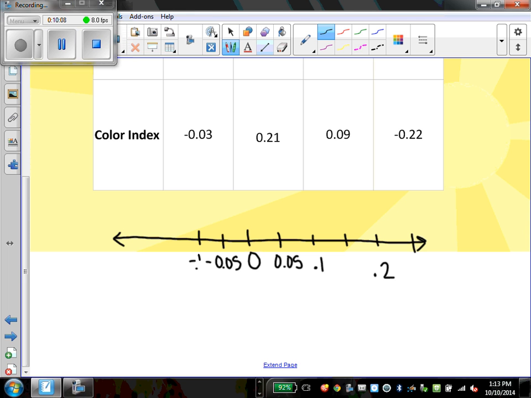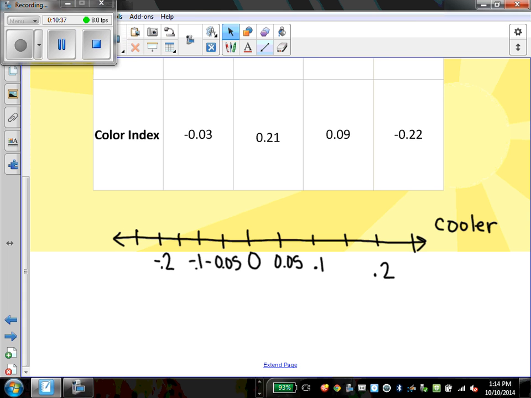Then moving in the negative direction, we have negative 0.05, negative 0.1, negative 0.15, negative 0.2, and negative 0.25. Also, if we read this carefully, it says that the greater color index, the cooler the star. So we know that stars over here are cooler. So maybe I'll write it in blue to signify cooler. And our numbers that are more negative are actually warmer stars.